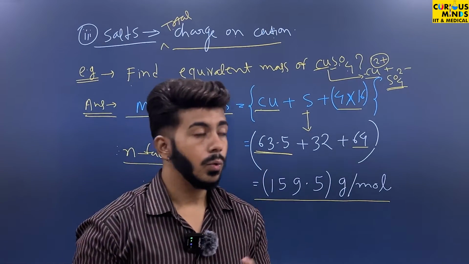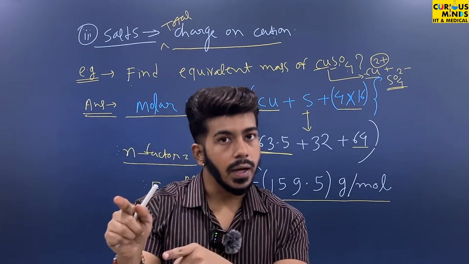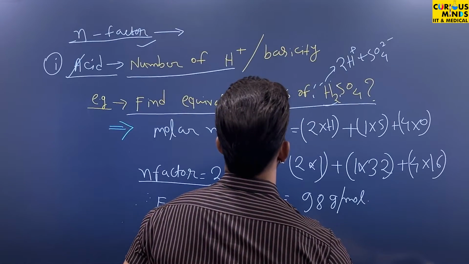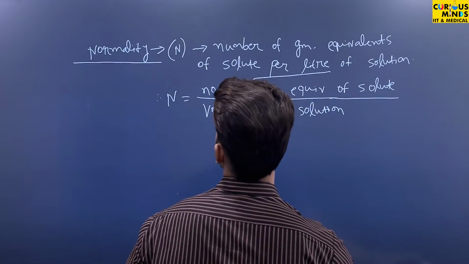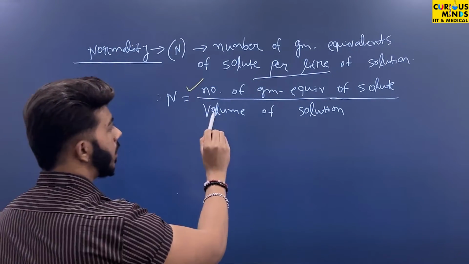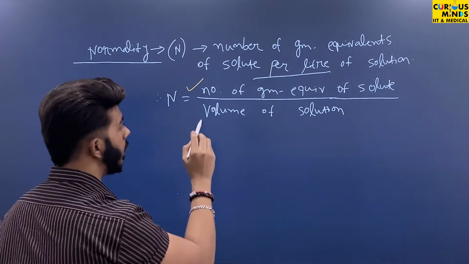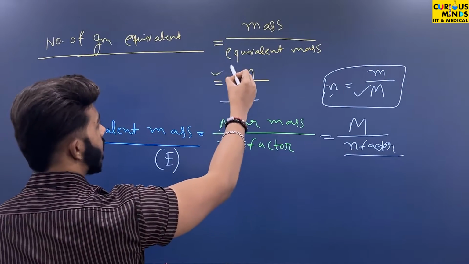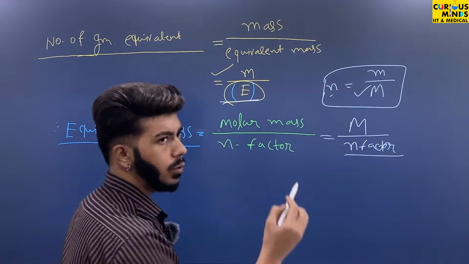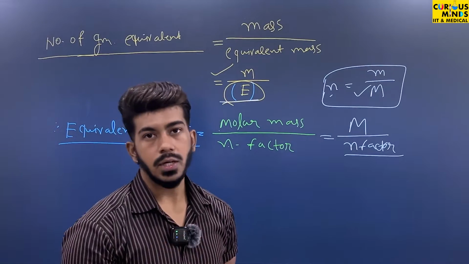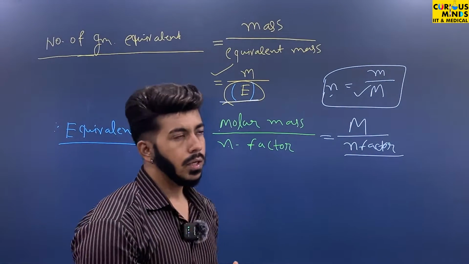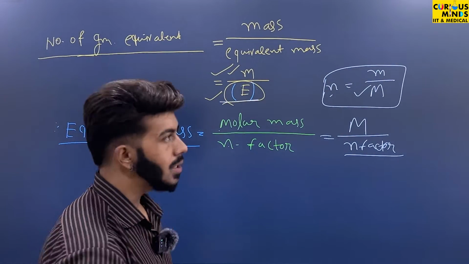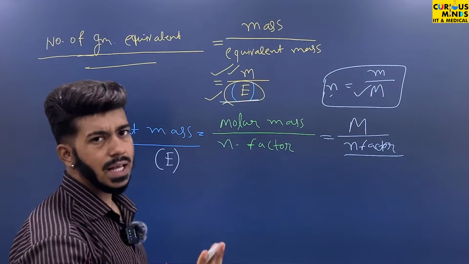Now why am I solving for this equivalent mass? To find the number of gram equivalents. Now let's go back to the slide of normality. Can you see what normality is? Number of gram equivalents of solute by volume of solution. Now for the number of gram equivalents, what we have to do is mass by equivalent mass. Now we got it. What is equivalent mass? You understood, right? Now the equivalent mass will be in the denominator, and the numerator will be the mass. In this way you can find the number of gram equivalents, just like the number of moles.